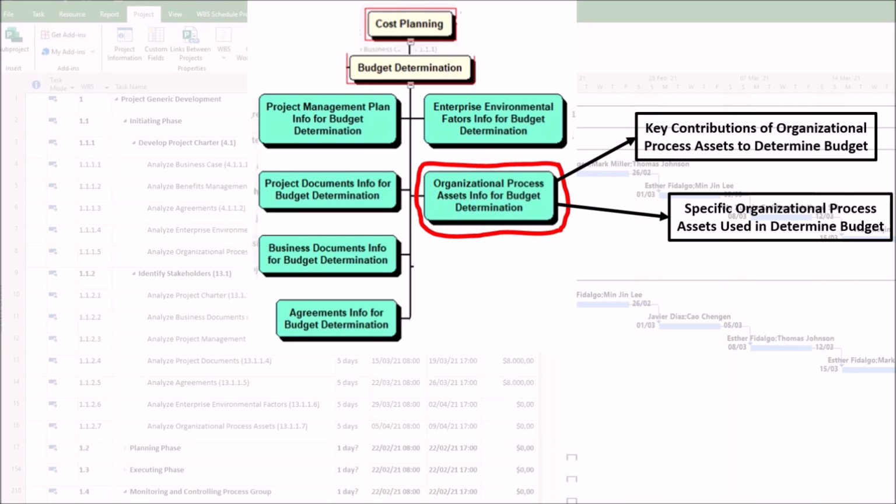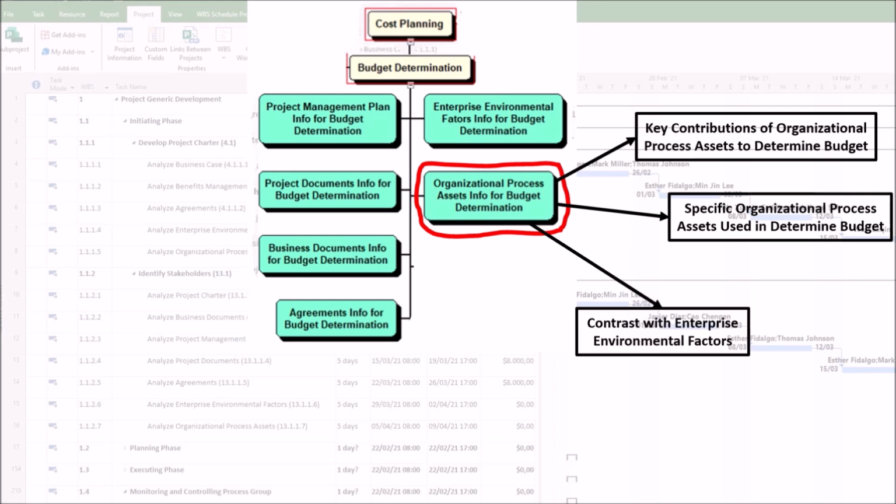Third, risk management frameworks, templates for integrating risk response costs into the budget. Fourth, reporting methods, standardized formats for stakeholder financial updates. Without these assets, projects risk inconsistent budgeting, misaligned stakeholder expectations, or non-compliance with internal controls.